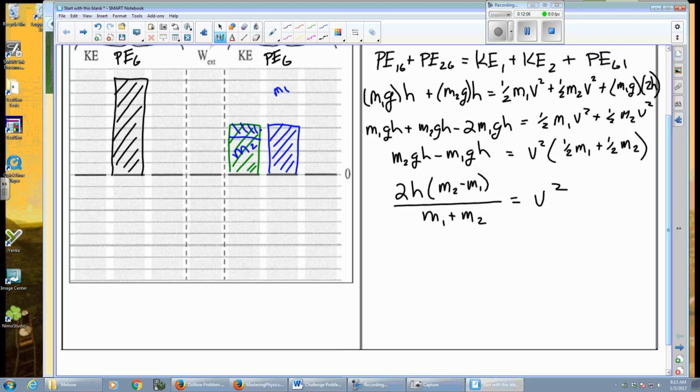So when it says, like, in terms of M1 and M2 and H, your answer should include M1, M2, and H. Yeah, whenever a problem says solve in terms of, that means, hey, we're giving you a license to keep these things in your answer. Yeah, well, the square root of that. Right? Because you're going to end up with the square root of 2H times M2 minus M1 over M1 plus M2. That equals the speed.